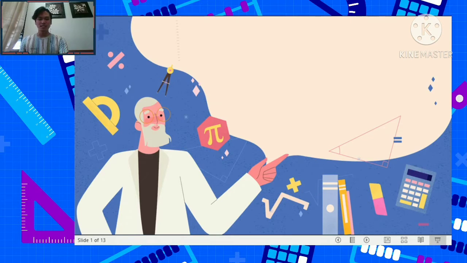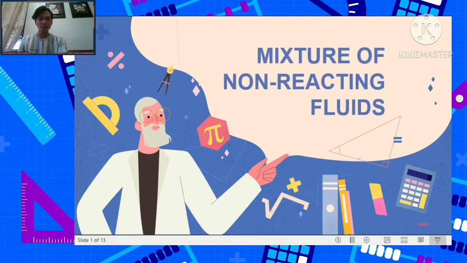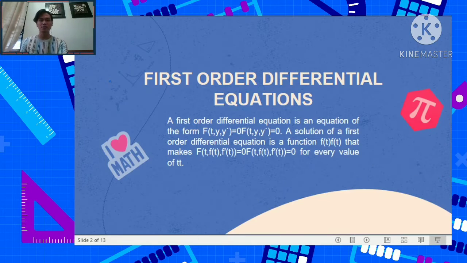Good day. I'm about to discuss the mixture of non-reacting fluids, which is an application of first-order differential equation. This is the main definition of first-order differential equations.